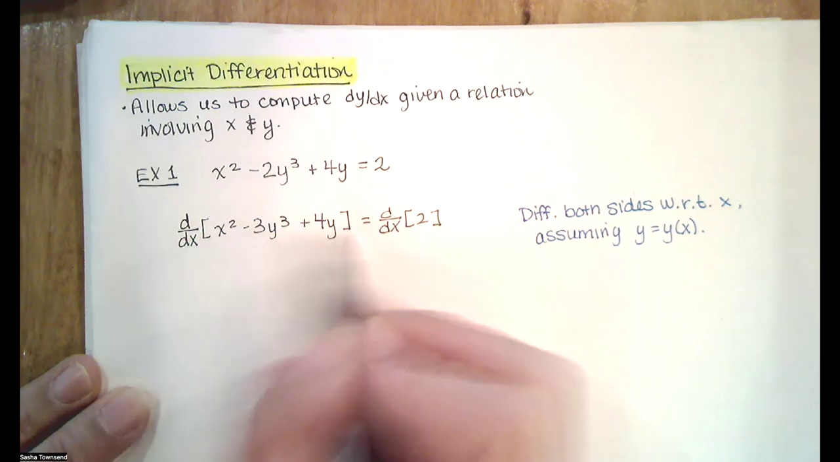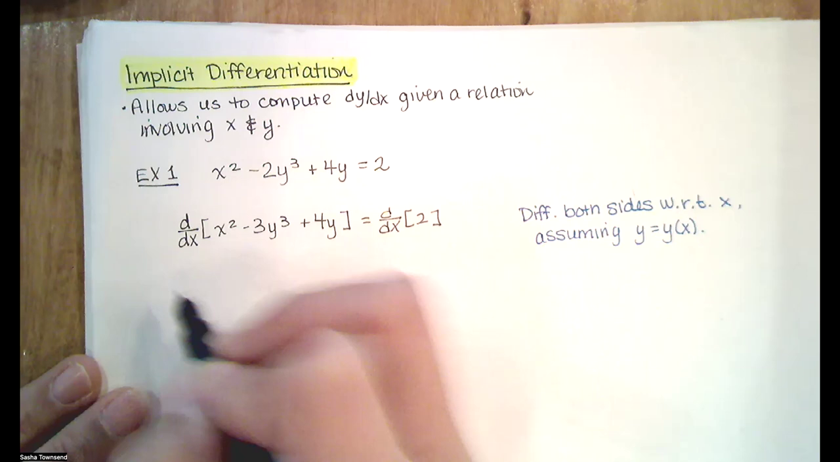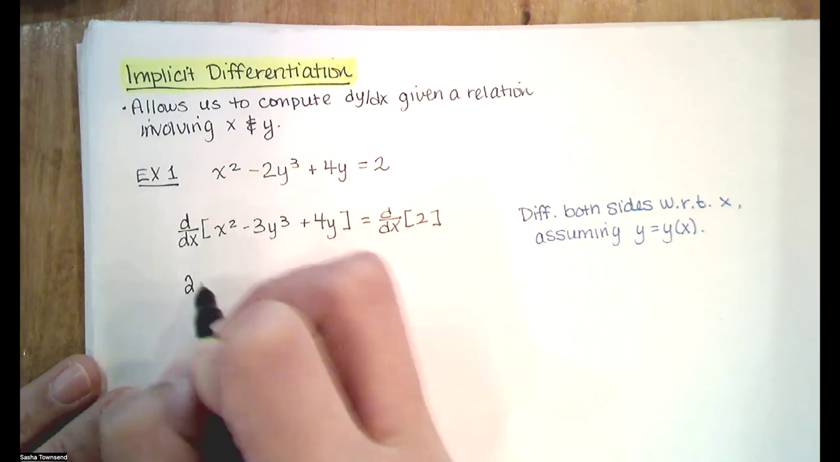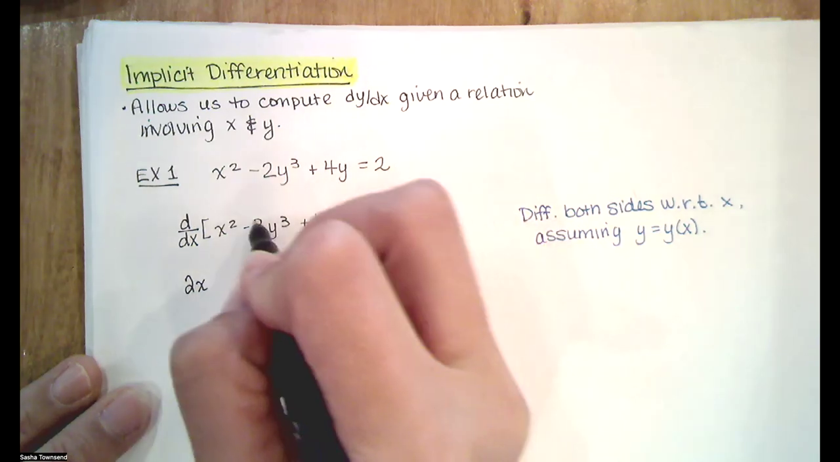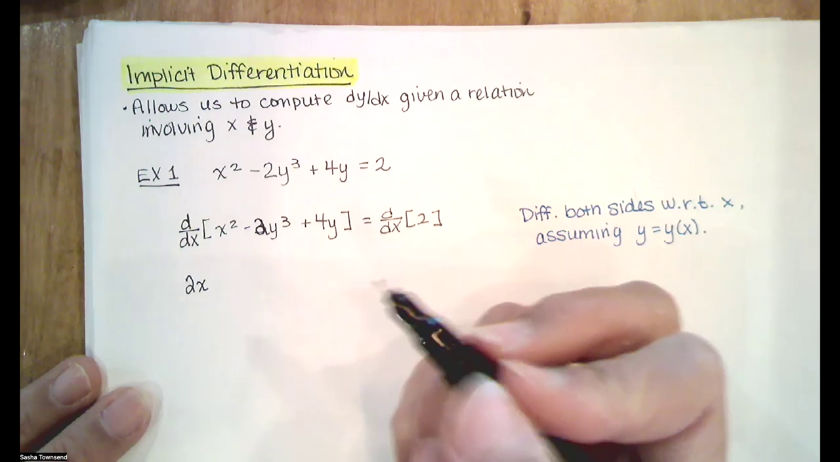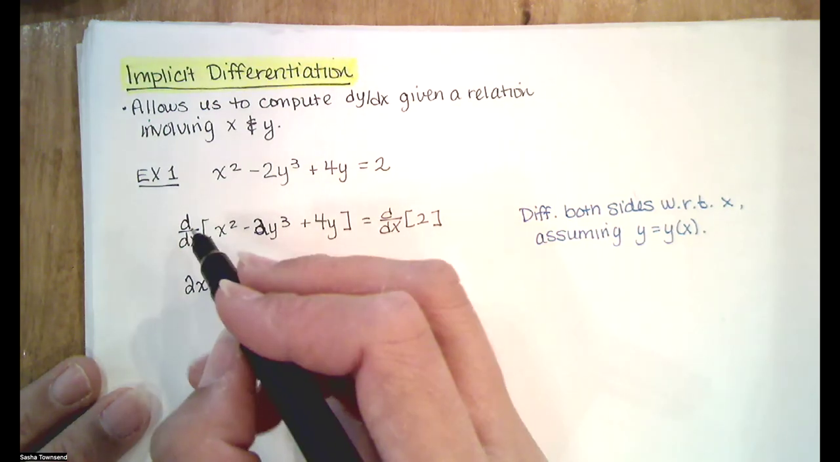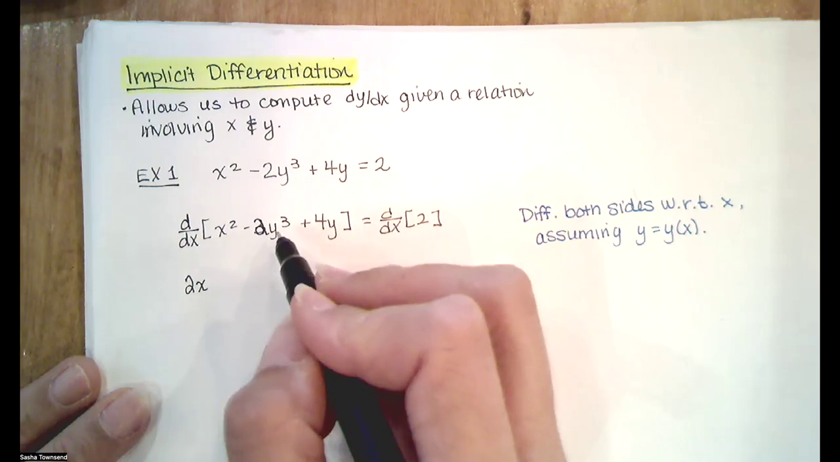So when we take the derivative of this, we take the derivative term by term. The derivative of x squared can be found using the power rule. So you bring the power down, multiply by x to the 1 less power. Oops, I accidentally wrote a 3 there instead of a 2. The derivative of this constant times y cubed can be computed using the chain rule. You just have to remember that y is a function of x.